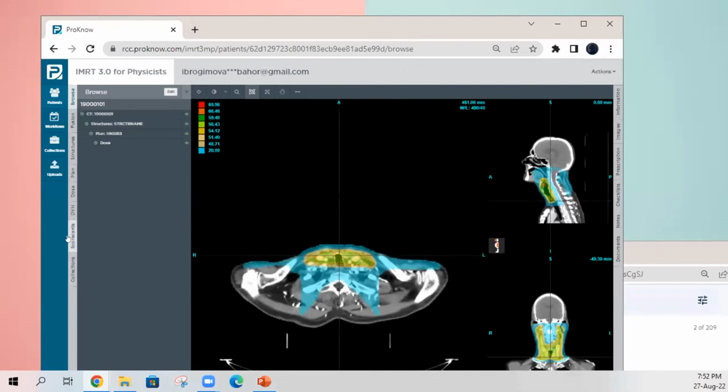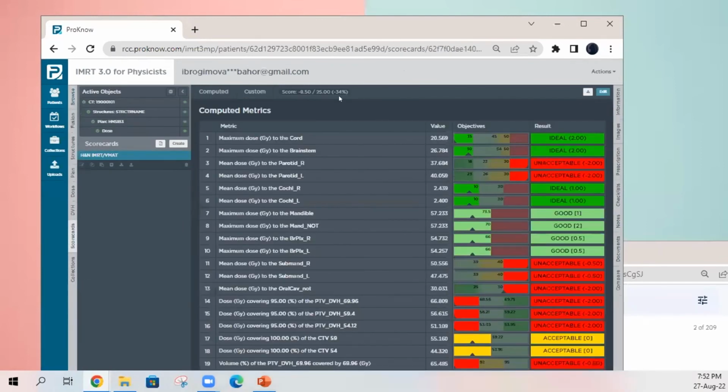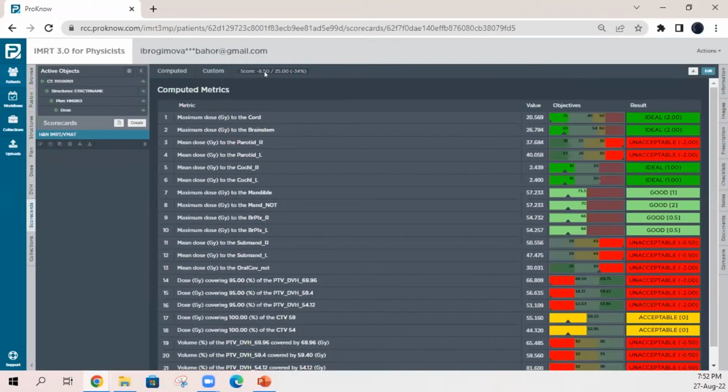So if we go to the scorecards, you can see he scored minus 8.5 out of 25. And you can see that he did not pay attention to anything of the organ risk, nothing. So let's say the mean dose for the parotid, which was not acceptable, he got -2, he got 40. And the mean dose for the right side, the same thing. And also, if you go down to the mean dose for the brachial plexus, left and right, the same thing.